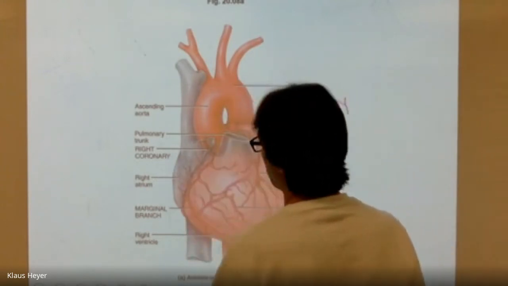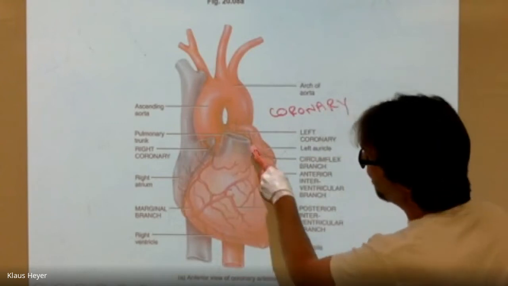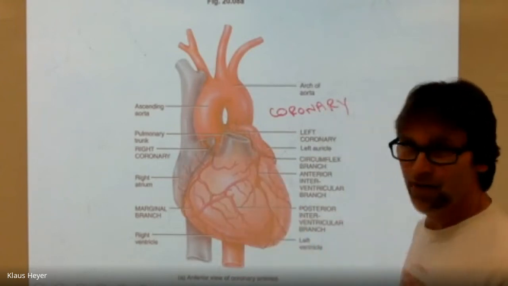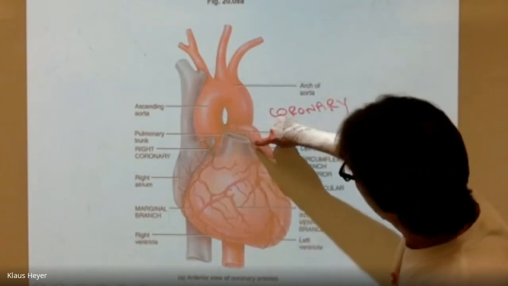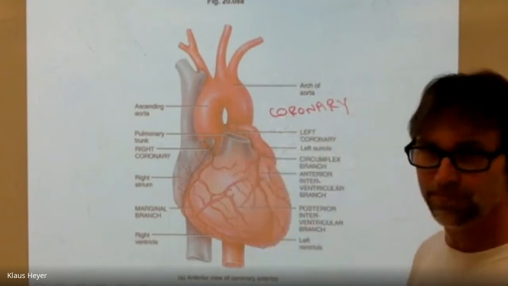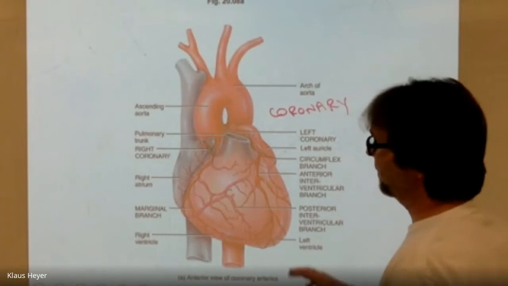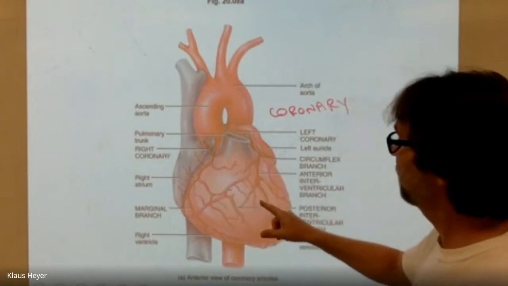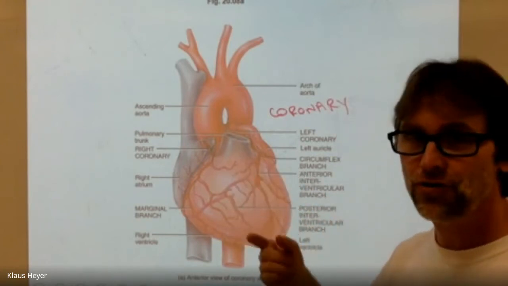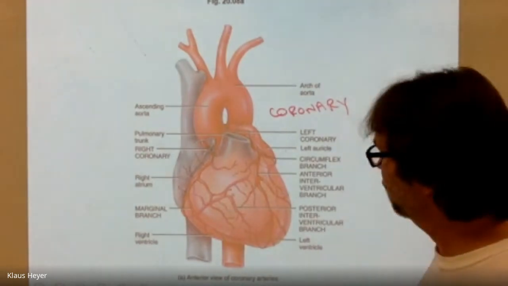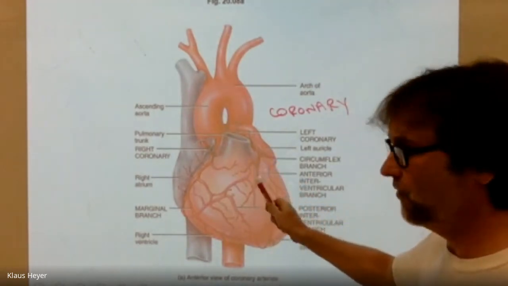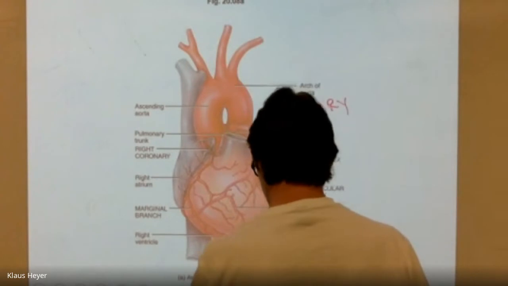It all depends. If you block here, they call that a widowmaker. You block that, and you block all of this. So, not good. But anyway, this is feeding the heart. So let's look at the return trip, all the veins. These are coronary arteries. Let's look at the coronary veins.